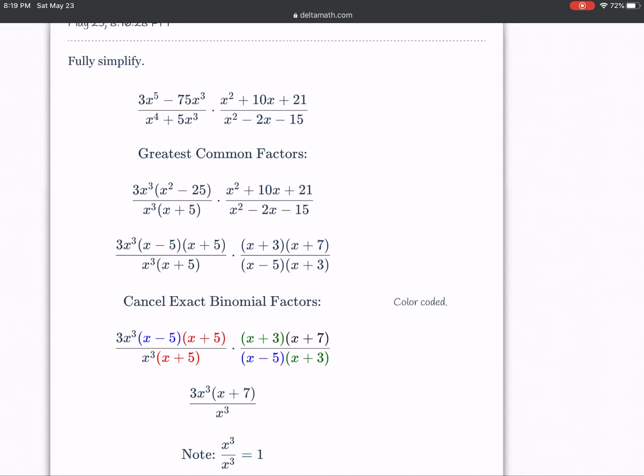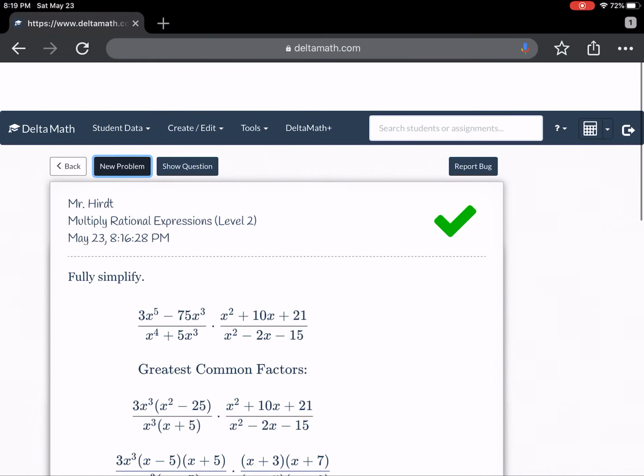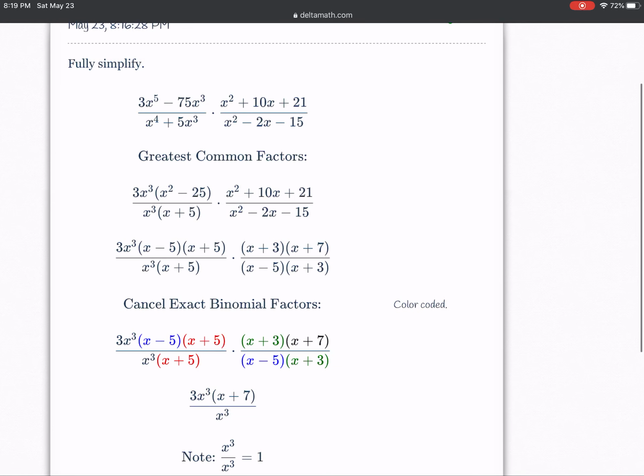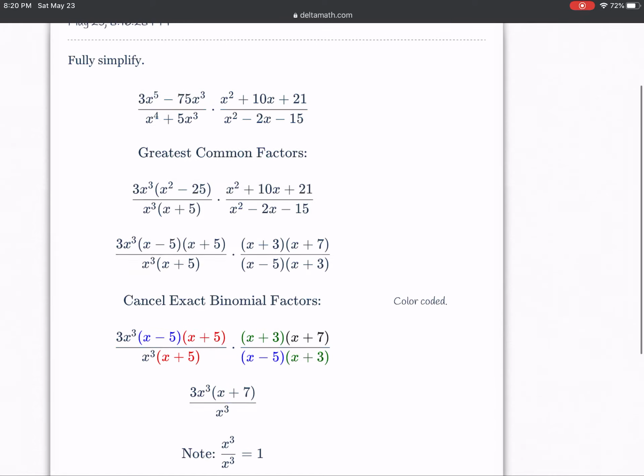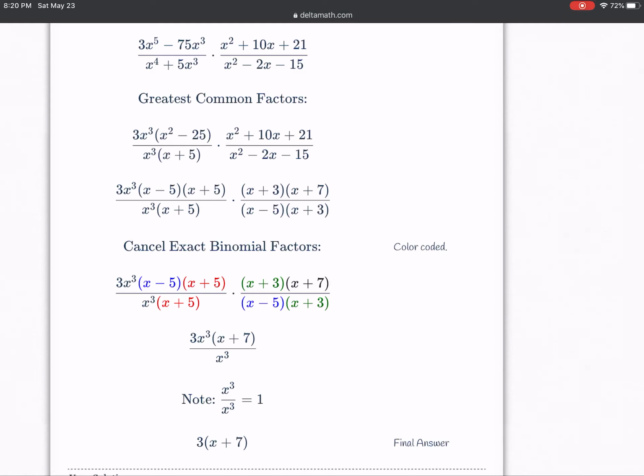So there will be hints. The hints again will show you what you need to do to solve a similar problem. I like that they even go through here in the hints and they color code what they crossed out. So in red we crossed out the x plus 5s, in blue we crossed out the x minus 5s, and in green we crossed out the x plus 3s. They do x to the third as a separate step, so they actually cross that out later, but I would cross that out right off the bat.